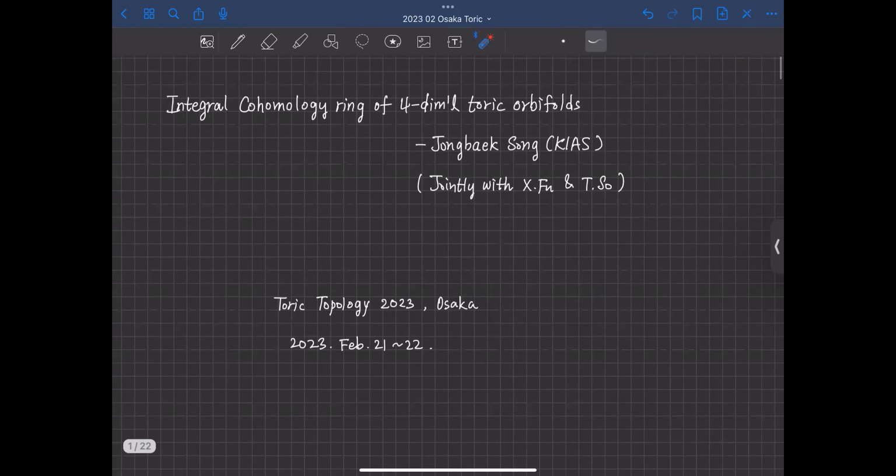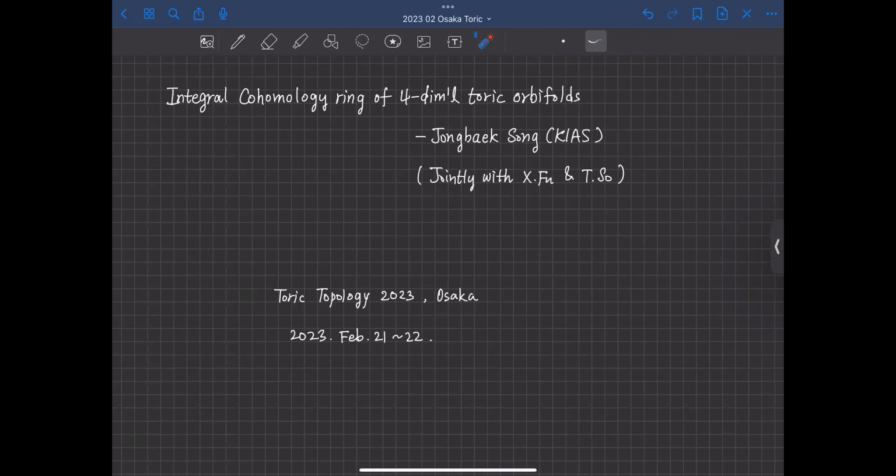First of all, I'm very sorry that I could not attend this workshop in person. I was really looking forward to seeing all my colleagues in Japan, but I'm so sad that eventually I could not make it. Even so, I really appreciate the organizers for giving me this online opportunity to introduce my recent joint work with Xin Fu in BIMSA, China, and Li So in Western University, Canada. I'm going to talk about the integral cohomology ring of four-dimensional toric orbifolds.